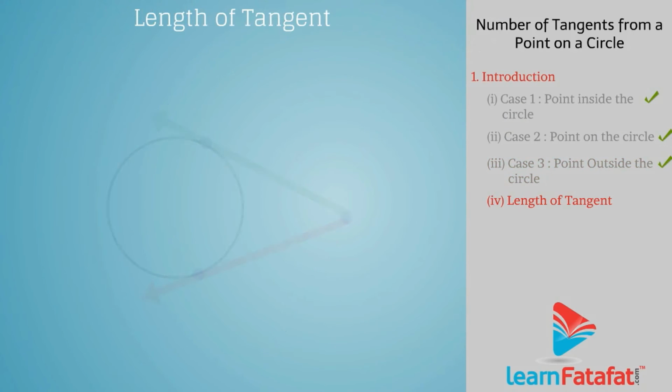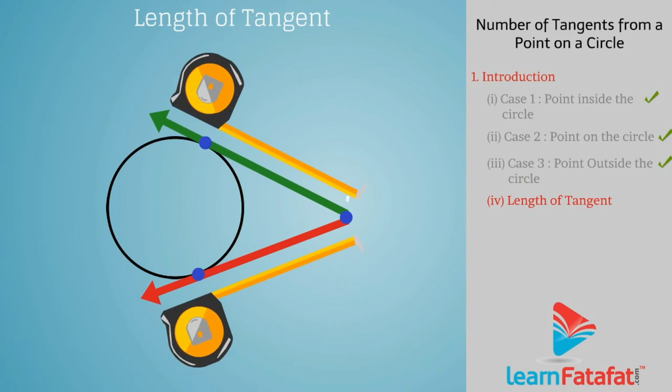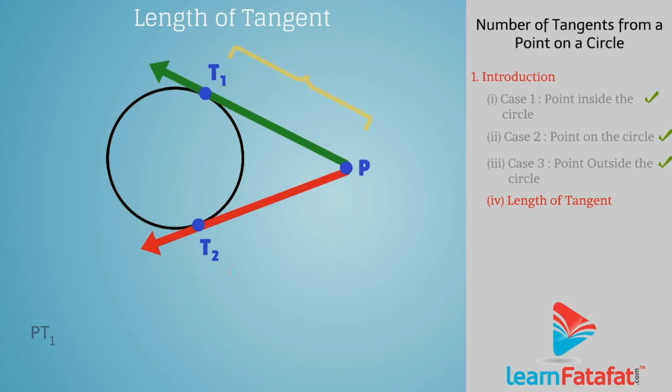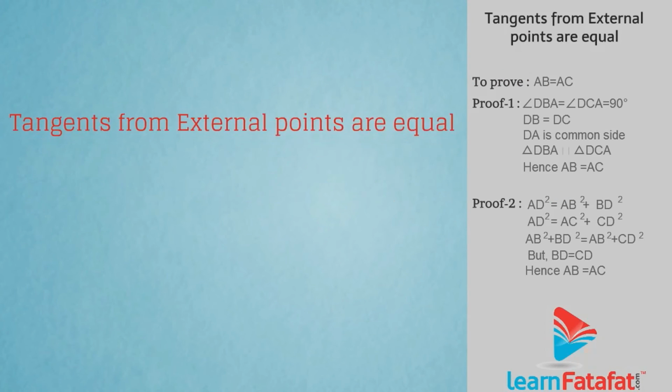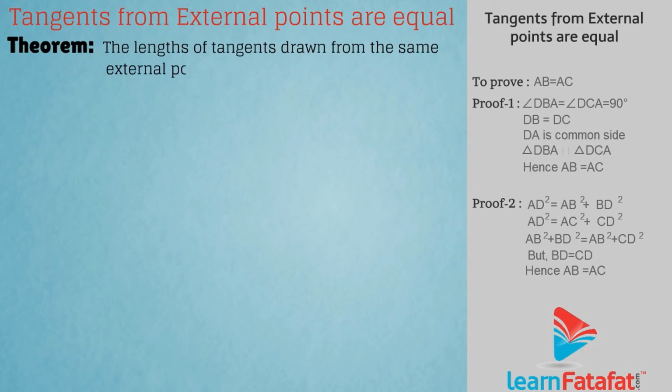Length of tangent. Length of tangent is the distance from the external point from the circle to the point of contact. Distance PT1 or PT2 is the length of the tangent. Tangents from external points are equal. Theorem. The lengths of tangents drawn from the same external point to the circle are equal.